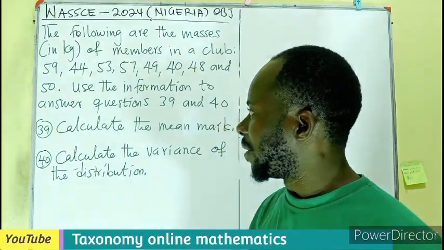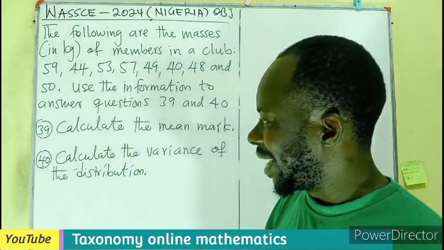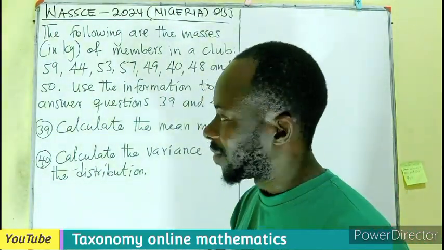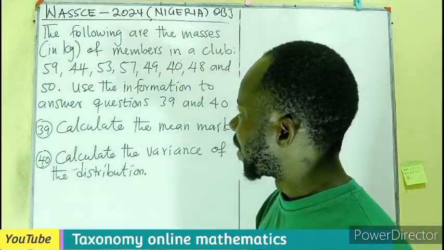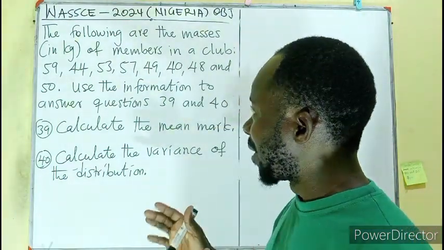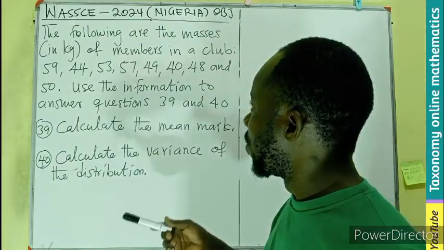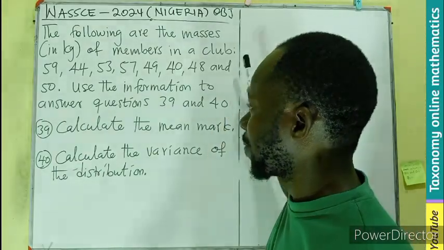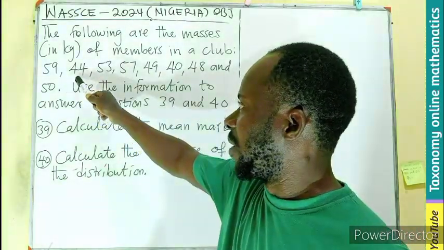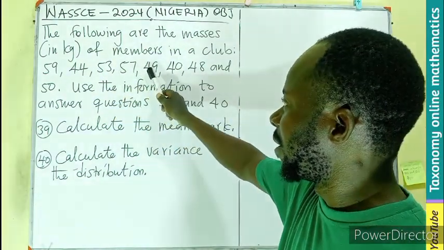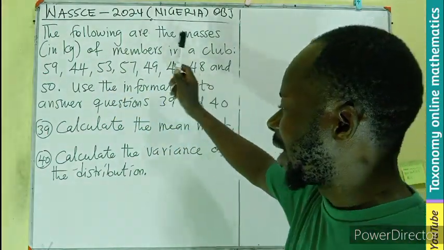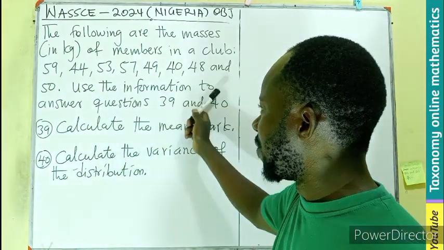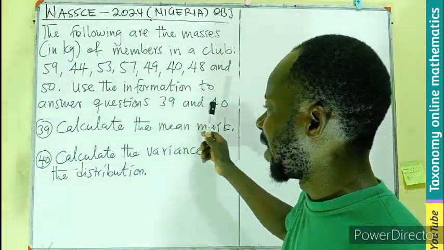This question, objective test question 39 and 40 on statistics. Let's see how we can provide answer to that. The following are the masses, in kilograms, of members in a club. These are the masses: 59, 44, 53, 57, 49, 40, 48 and 50. We are using the information to answer question 39 and 40.